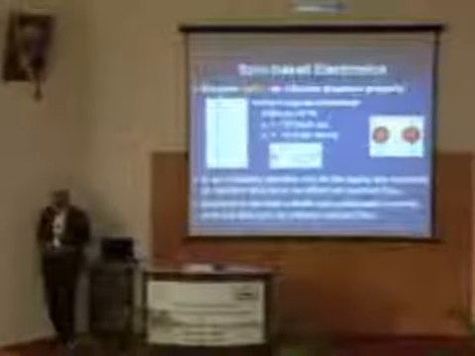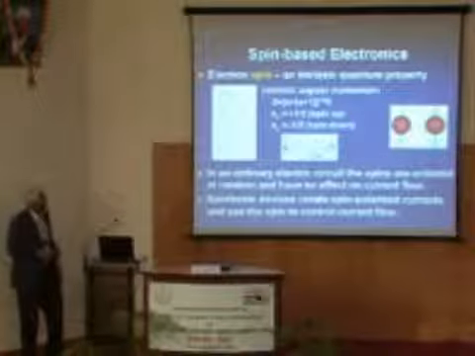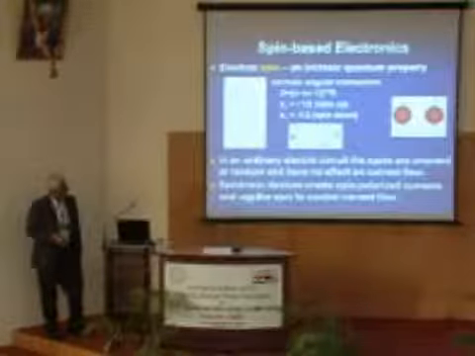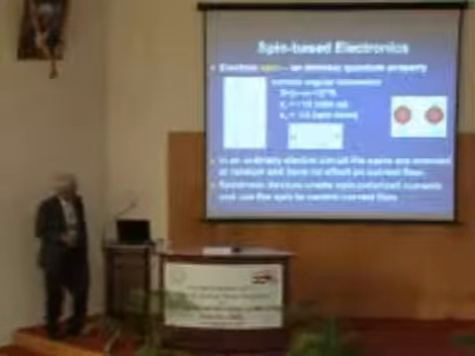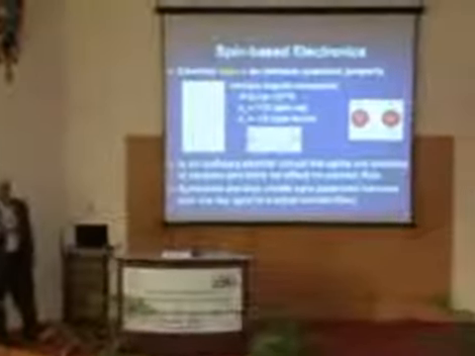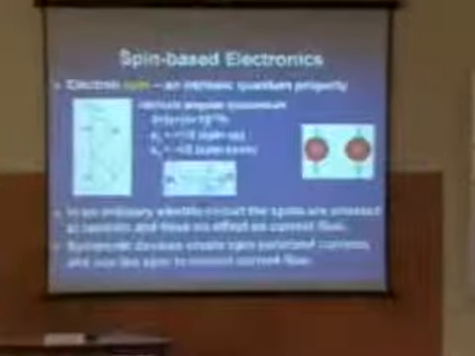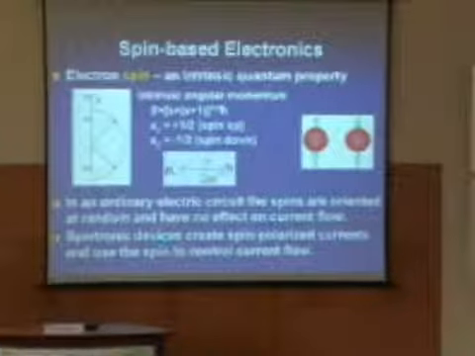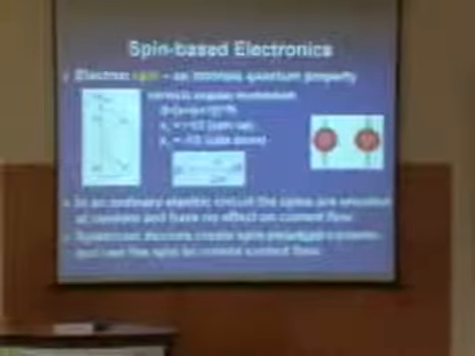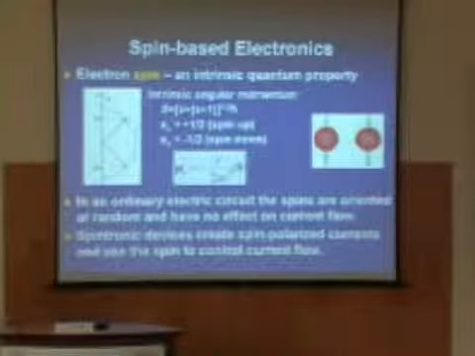Let me switch gear a little bit. So far what we had done was with electronic charge. See if you can use the spin property and find the applications of these molecules in spin-based electronics. This is standard quantum mechanical stuff, but in an ordinary electric circuit, the spins are oriented at random. Therefore, they don't have any effect on current flow. But in these spintronic devices, we have to have spin polarized currents. Only then can we use this property of spin to control the current flow.